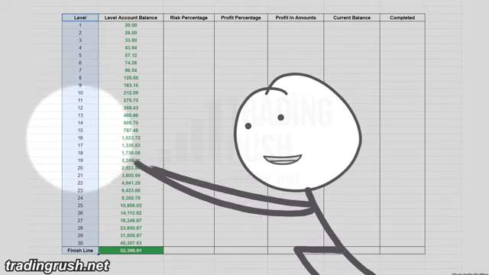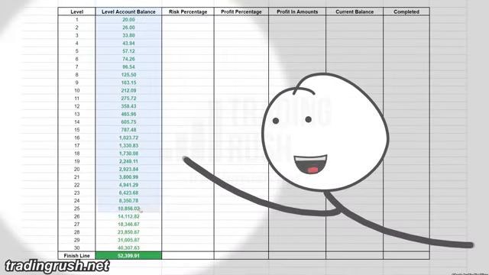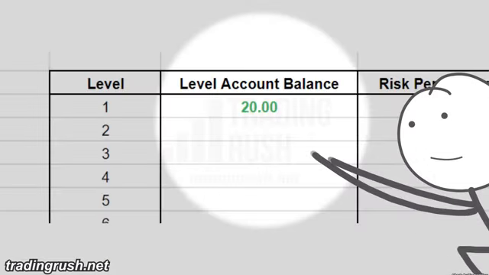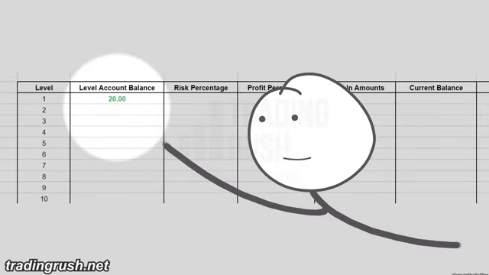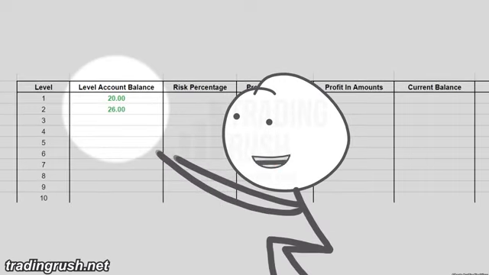There are a total of 30 levels. Each level has a specific account balance. Since you start with $20 in this challenge, level 1 account balance is 20. How are the other levels' account balances calculated? Imagine that you make 30% profit on your previous level account size. That new 30% increased account size is the account size of the next level.